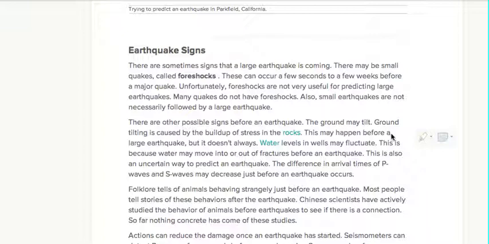There are other possible signs before an earthquake. The ground may tilt. The ground tilting is caused by a buildup of stress in the rocks. This may happen before a large earthquake, but it doesn't always. Water levels in wells may fluctuate. This is because water may move into or out of fractures before an earthquake. This is also an uncertain way to predict an earthquake. The difference in arrival times of P waves and S waves may decrease just before an earthquake occurs.